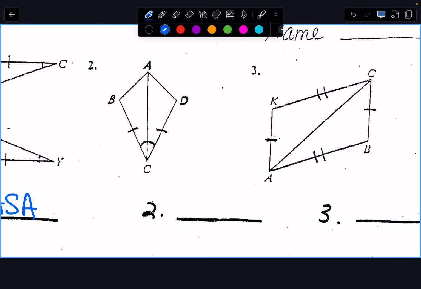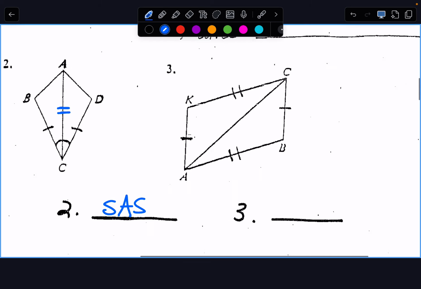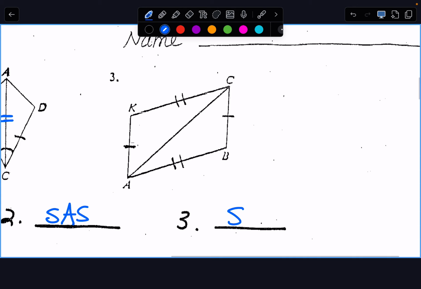Number 2, Daniel, what do you have? For number 2, I have side, angle, side. All right, we have the shared side, and that angle is in between, so we're good. All right. Ty, what about number 3? Side, side, side. We have this side right here.